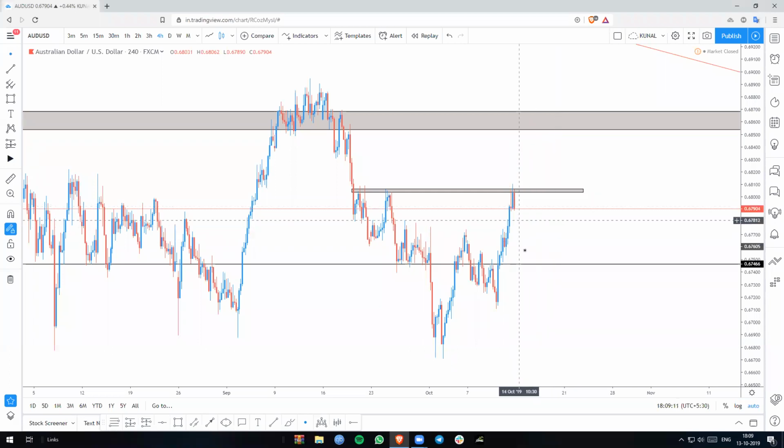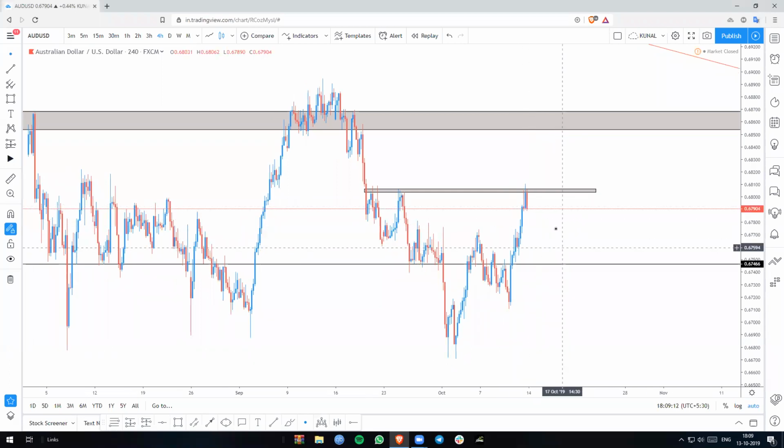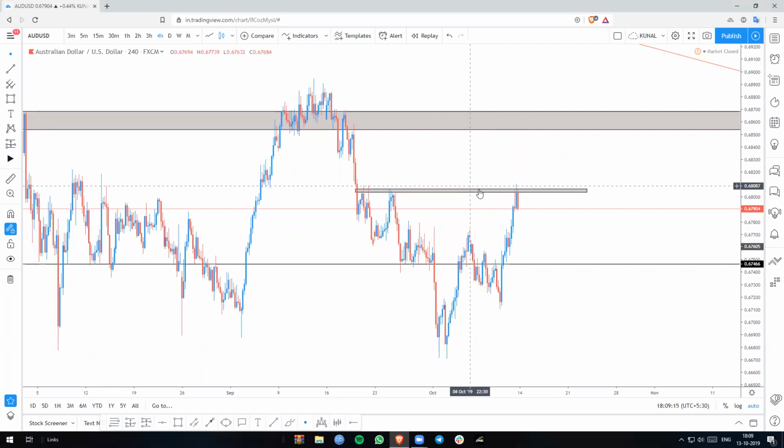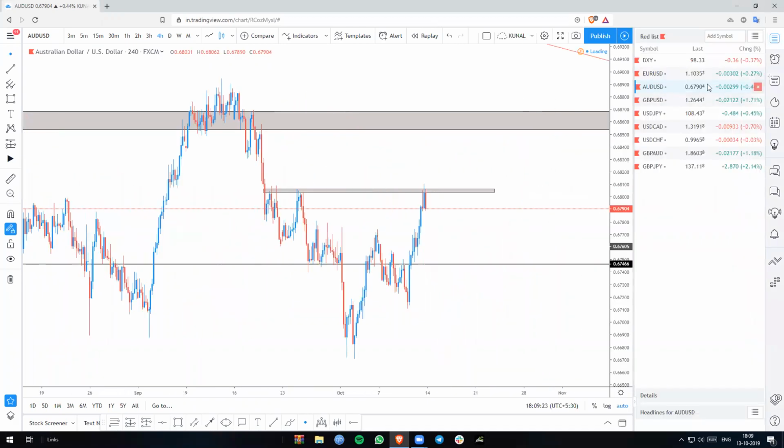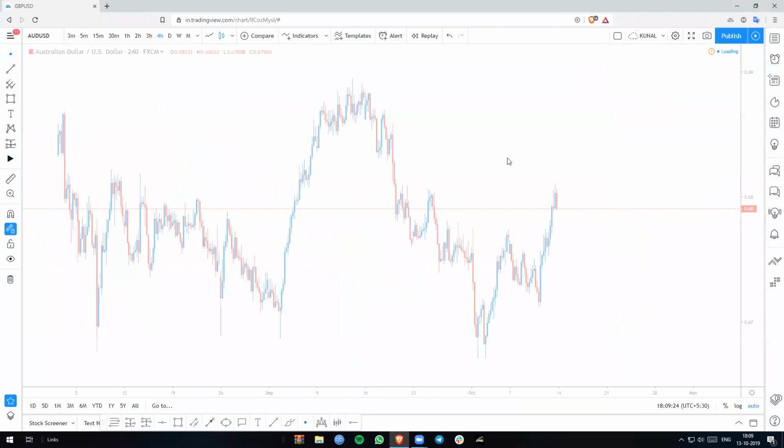Anything below it, I don't care what it does. I'm not interested in doing anything. So what I expect is a break above this level and then most likely a continuation to the upside. All right, so that's clear. AUD USD done. Then I'll take a look at GU.